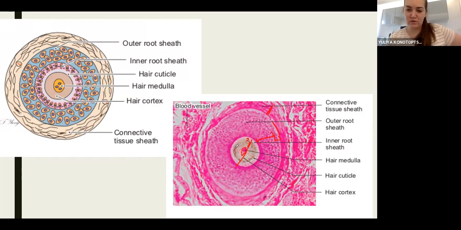You can see that within the cortex, there's this brownish substance. That's hard keratin, okay? If they ask you this weird question, what's the difference between soft keratin and hard keratin? Degree of polymerization. That's the answer, degree of polymerization.